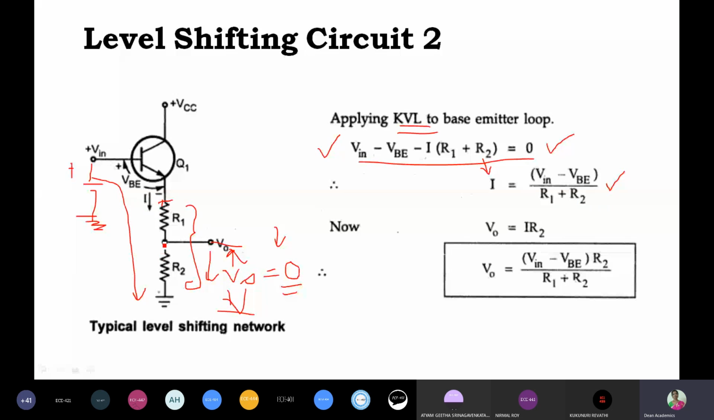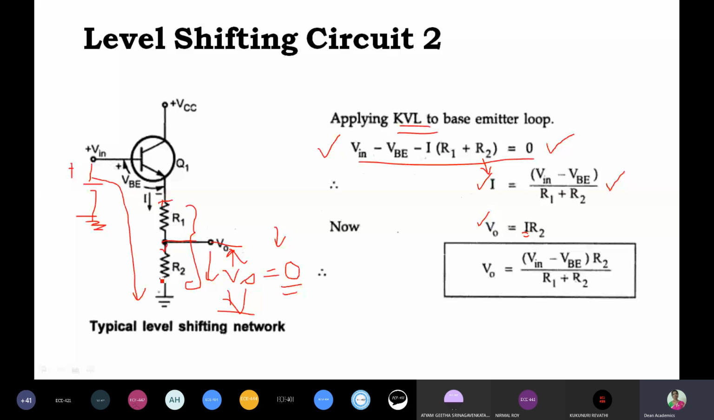Now the voltage drop across R2 is V0, so V0 is equal to I into R2. That is what I have written here. We got the expression for I. You substitute that I value in this equation and you will get V0: V0 is equal to (Vin minus VBE) into R2 by (R1 plus R2).